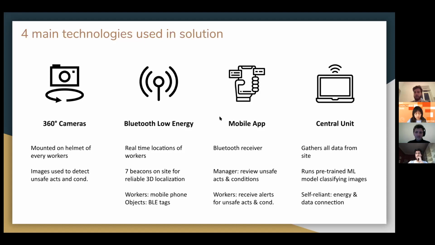And finally, we have the central unit, which is basically a laptop on site, which is robust, which gathers all the data from the site. It also runs pre-trained machine learning models to classify images to see whether an act or a condition is unsafe or not. And finally, this central unit is self-reliant, which means we will not need to rely too much on outside sources of energy and data connection.